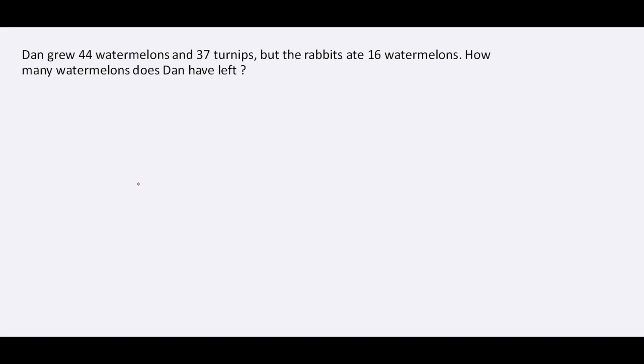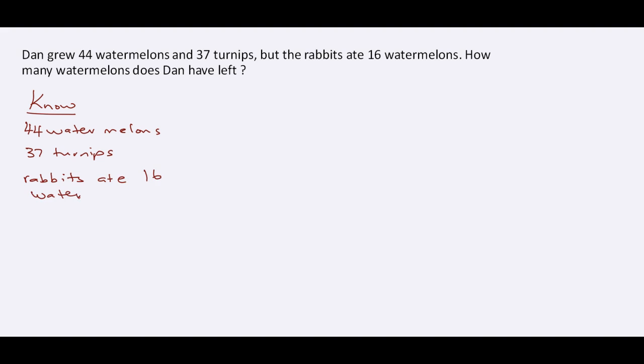Final example. Dan grew 44 watermelons and 37 turnips, but the rabbits ate 16 watermelons. How many watermelons does Dan have left? Okay, so what do we know? What we know is Dan grew 44 watermelons. We also have 37 turnips. And we also know that the rabbits ate 16 watermelons.